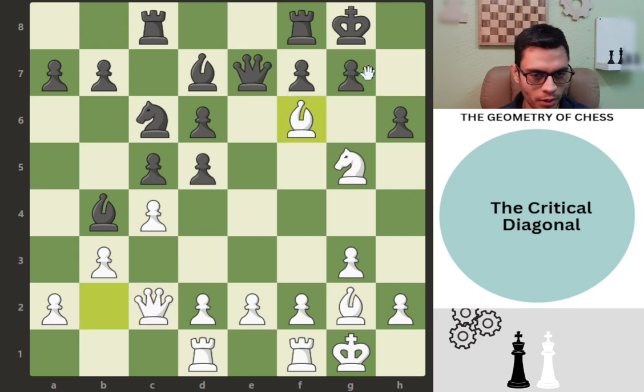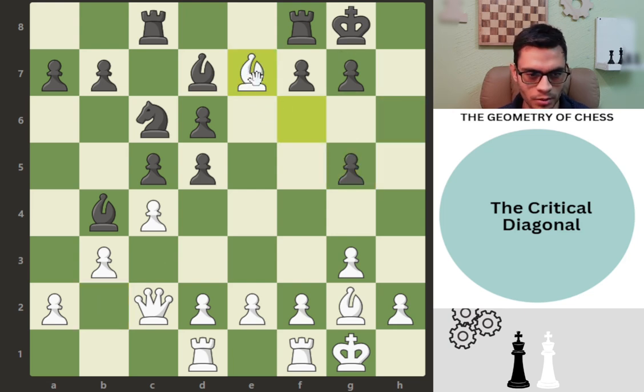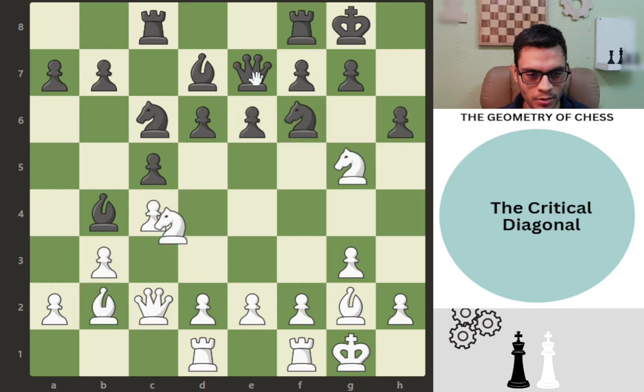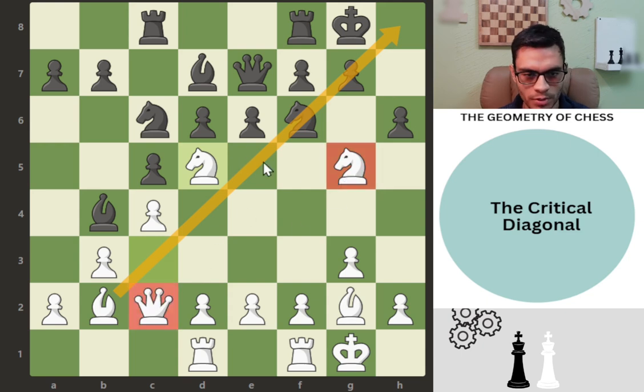The only move that continues the game is to actually take this knight and give up the queen. Yeah, this is just winning for white. So yeah, we are using the whole power of this diagonal of the bishop in combination with your other pieces, right? This is good piece coordination.